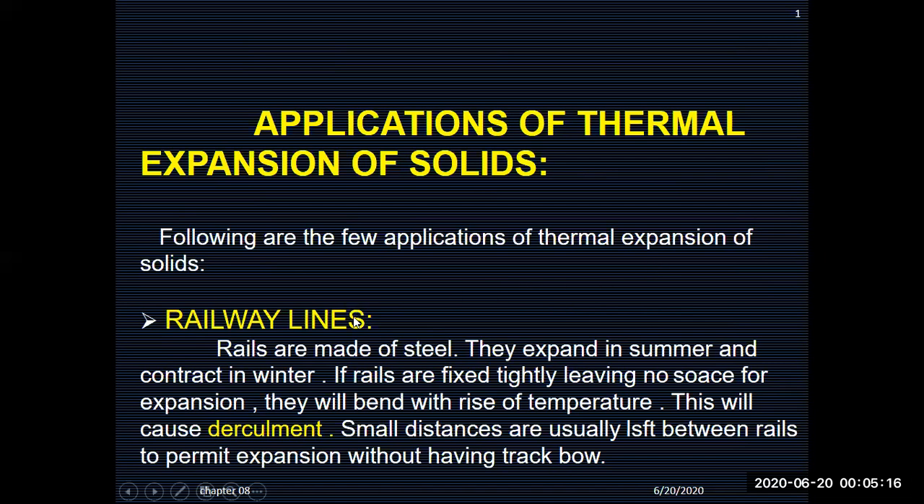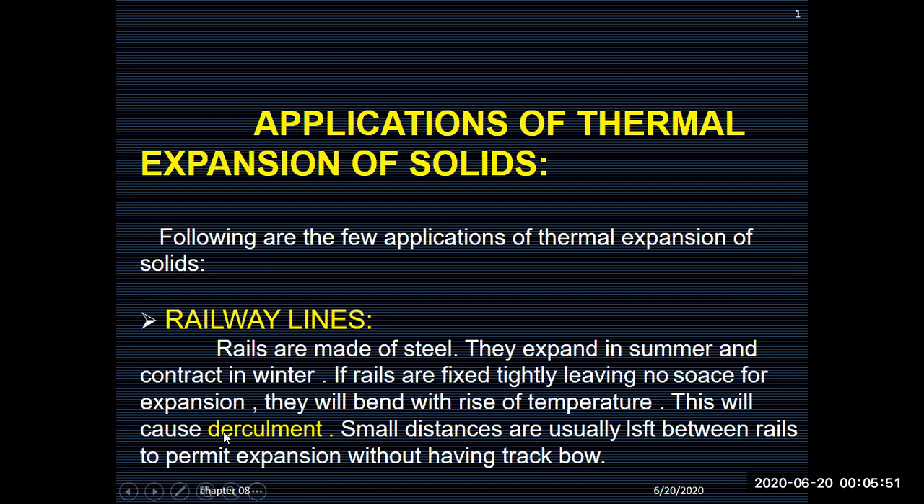Railway lines. Railway rails are made of steel. They expand in summer and contract in winter. If the rails are fixed tightly, leaving no space for expansion, they will bend with the rise of temperature. So it will result in damage of the railway track.